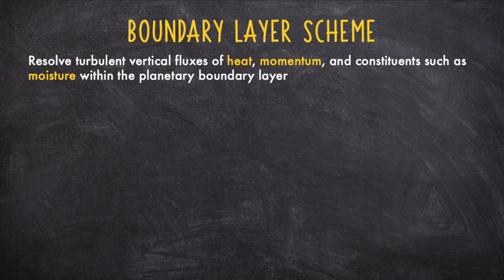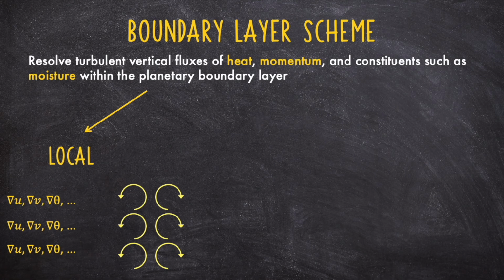These are used to parameterize the unresolved turbulent vertical fluxes of heat, momentum, and constituents such as the moisture within the planetary boundary layer and throughout the atmosphere. We know that turbulent fluxes cause mixing of heat, moisture, and momentum. To describe this, there are two different types of schemes.